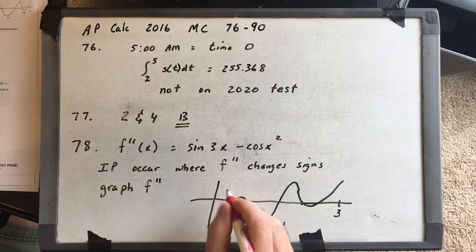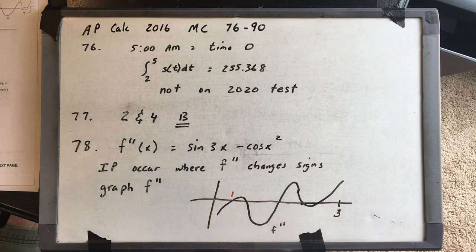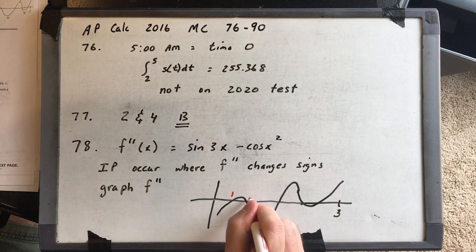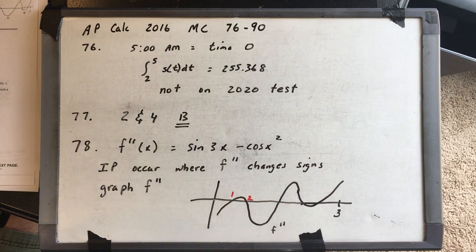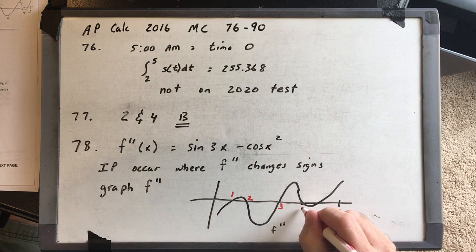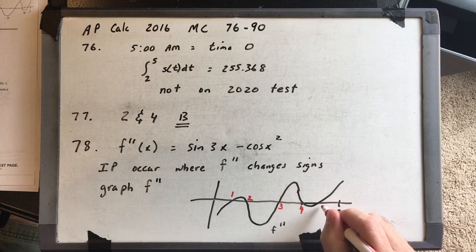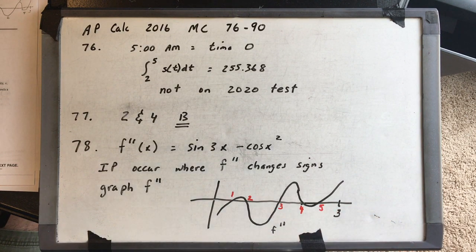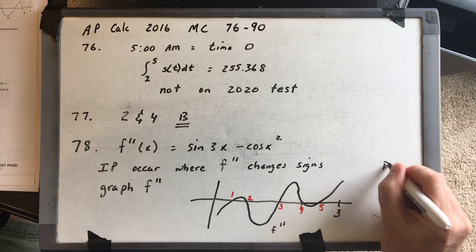Well, the first time is right here, so that's an inflection point. The second time occurs right here, so that's an inflection point. Then we have one right here, that's a third. One right here, that's a fourth. And one right here is a fifth. So it's 5 times, and the answer is D.